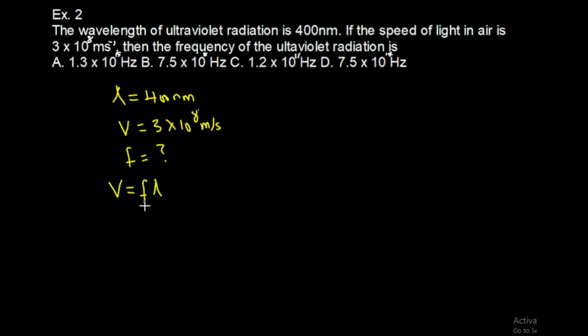So we are looking for F. We simply go on to make it the subject of the formula. And how do we go about that? We divide both sides by lambda. We have V over lambda equals F lambda over lambda. This is going to cancel out lambda, and then we're going to have F equals V over lambda.